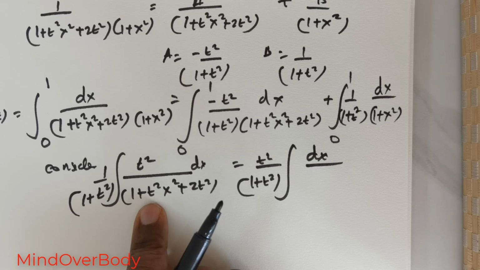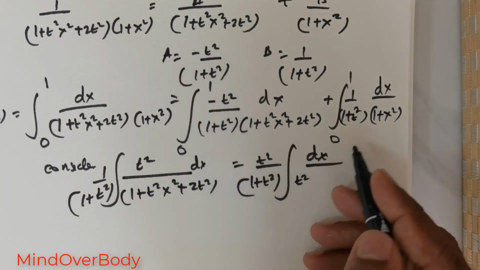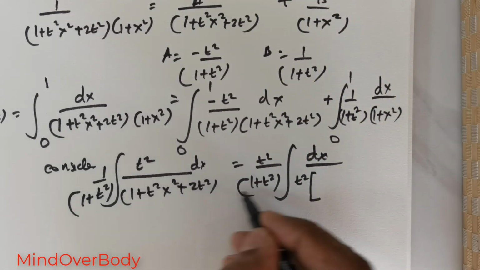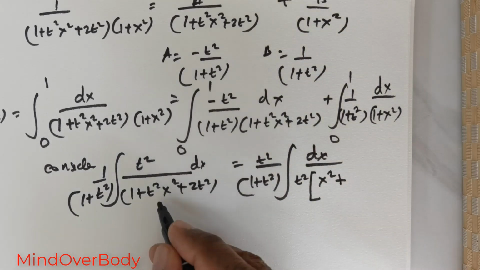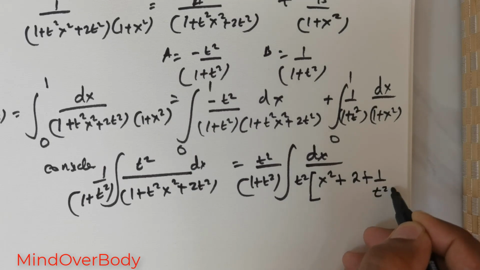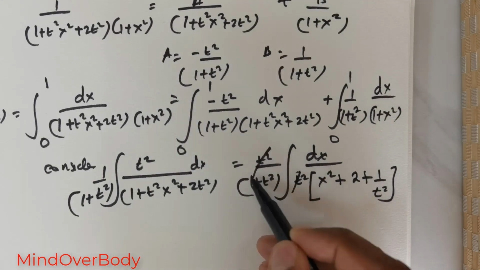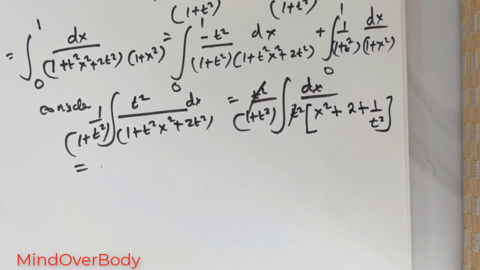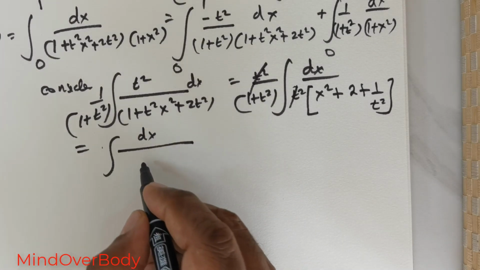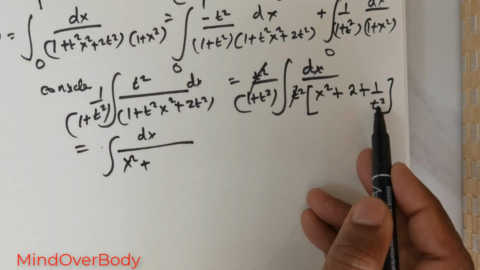I can take a t squared out. If I take a t squared out, this is going to be x squared plus, a t squared goes off, so this is going to be a 2 there and a 1 over t squared. So this is the form, right? So t squared can be cancelled, giving me integral dx over, let me write that x squared out, and I get 2 + 1 over t squared.